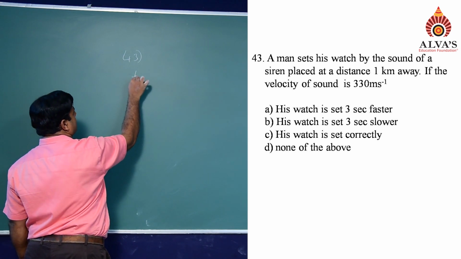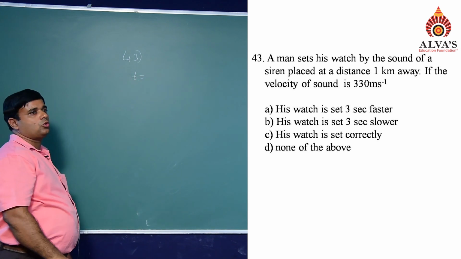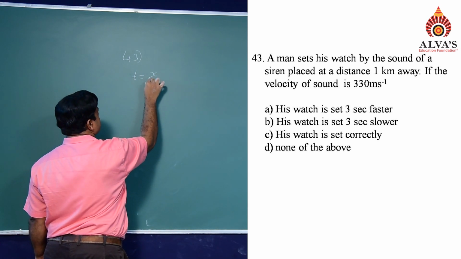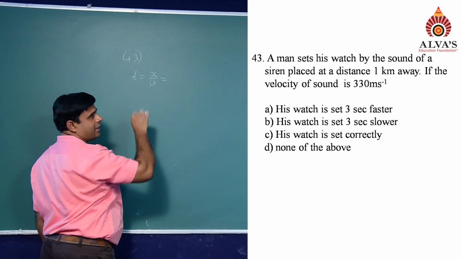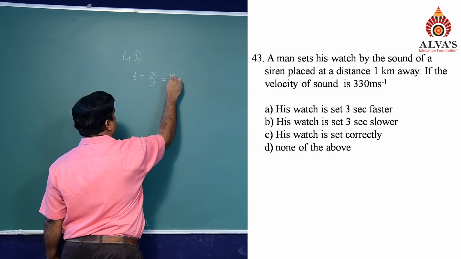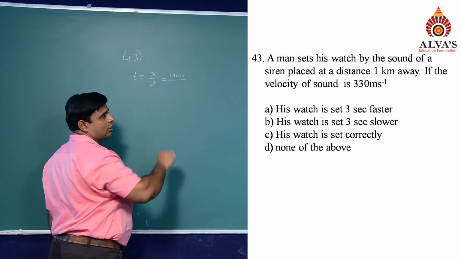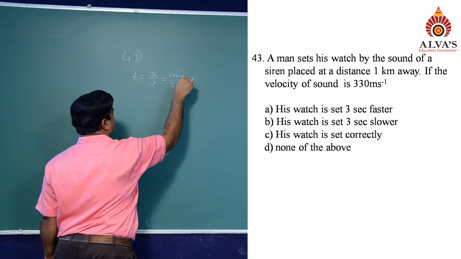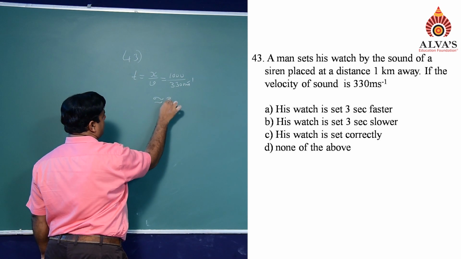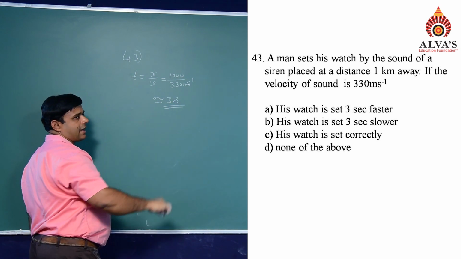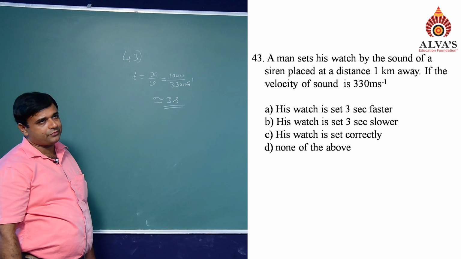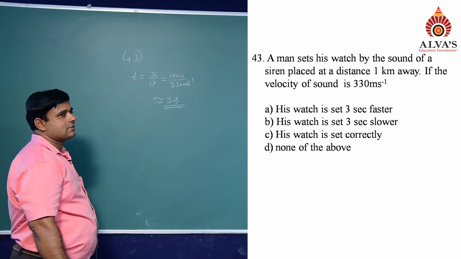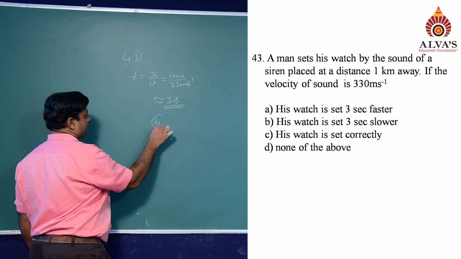That time is nothing but the time taken by the sound to reach the person, which is equal to distance travelled divided by velocity. It travels a distance of 1 kilometer with a speed of 330 meter per second, which is approximately 3 seconds. So, sound reaches the person after 3 seconds, hence his watch is set 3 seconds slower. So, the answer is B.